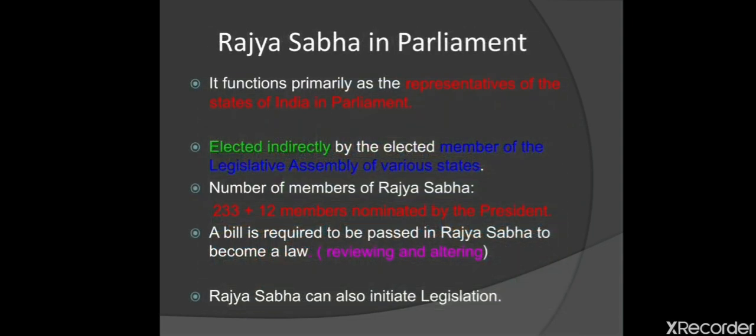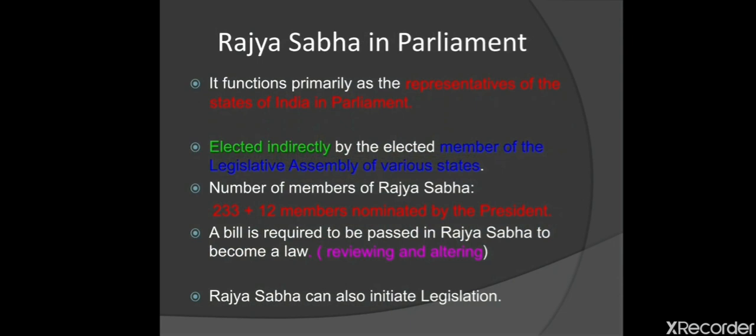Now let us look at the function of Rajya Sabha. So Rajya Sabha in Parliament, what is the function? You can figure out from the word itself. Rajya means state. Sabha means council. As we know that it is also known as Council of States, it means it has to work for the states. It has to represent the states of India. So Rajya Sabha functions primarily as the representatives of the states of India in Parliament. So what are they representing? They are representing the states of India.